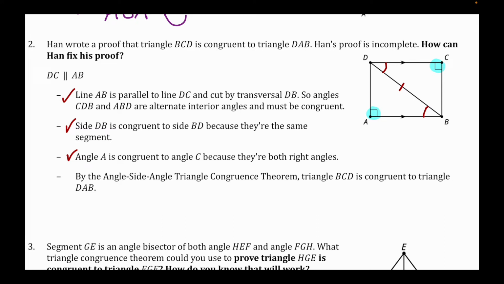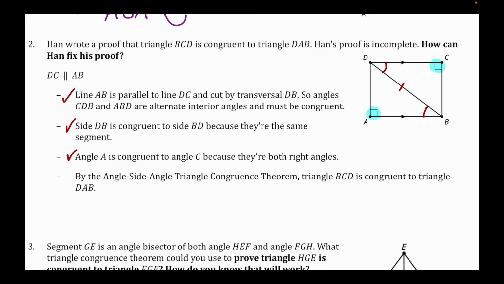Now he's saying by the angle side angle triangle congruence theorem, BCD is congruent to DAB. And that is not actually what I think we have here, because we don't have angle side angle. What he is really missing if he wants to use angle side angle is this piece here and this piece here. Because otherwise this is angle, another angle, and a side. So if he's trying to use angle side angle, we need to do something else.